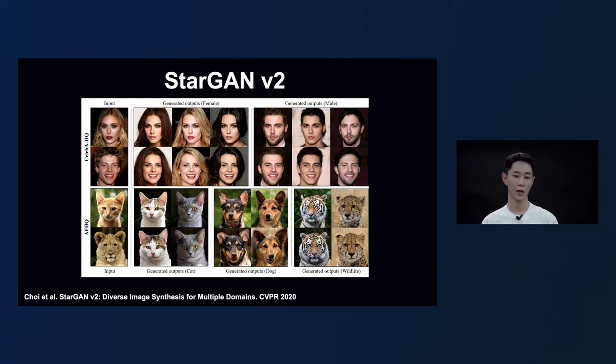If you look at the picture, you can see StarGAN V2 creates images of various styles for the multi-domain. In the case of human faces, the domains are classified into male and female, and you can see the various styles of female and male images are created for each domain. In the case of animal pictures below, you can see the various styles of images are synthesized for the three domains: cat, dog, and wild animals.